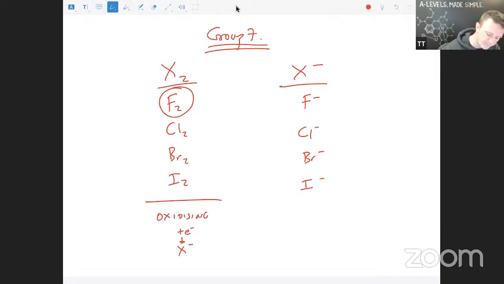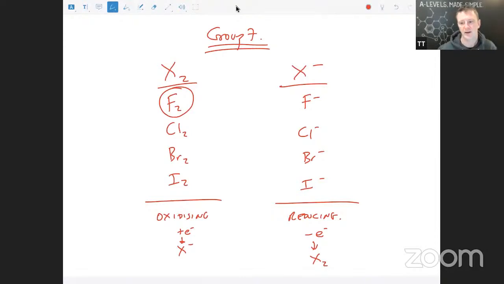What about halides? If halogens are oxidizing agents, what about halides? Good, these are reducing agents. Why? Because they can give an electron away, so take an electron away to form X2.